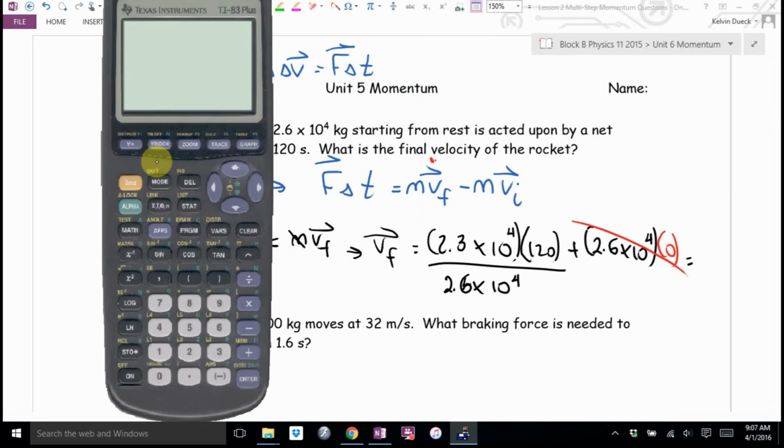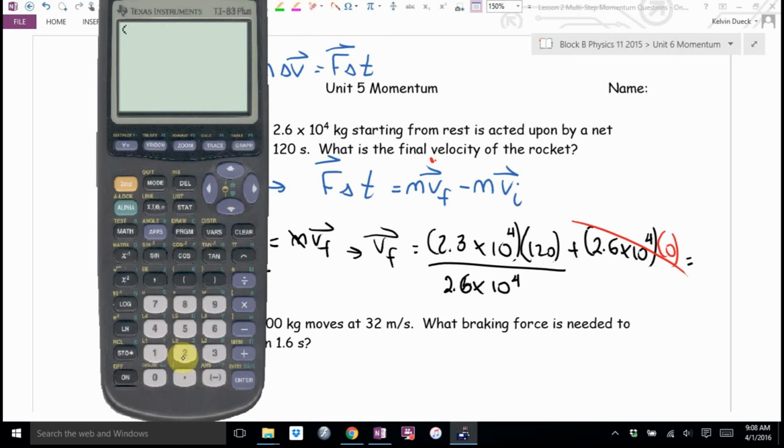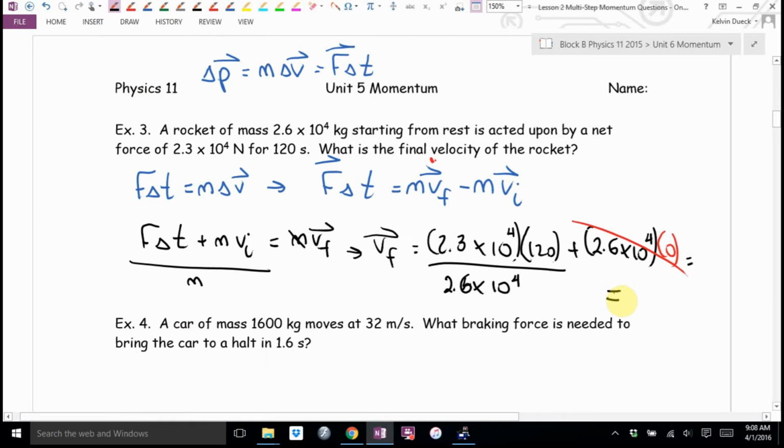Okay. Probably some brackets and scientific notation here. Let's see. Bracket 2.3 times 10 to the 4th times 120 divided by 2.6 times 10 to the 4th. 106 meters per second, I hope. So far, so good, Hannah? Okay. All I'm showing you for the next few minutes is clever ways that we can use the concept of impulse, change in momentum, and that it's a force times time, and that it's m v final minus m v initial. Hannah, example 4, what do they want me to find?